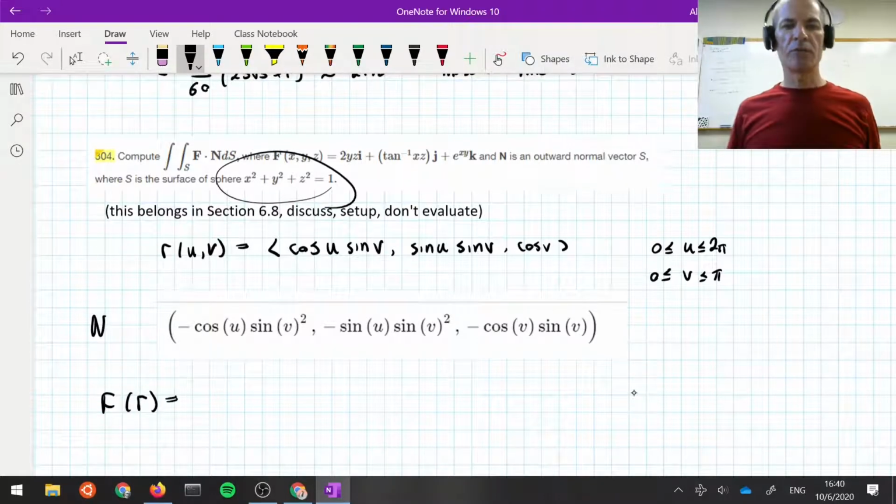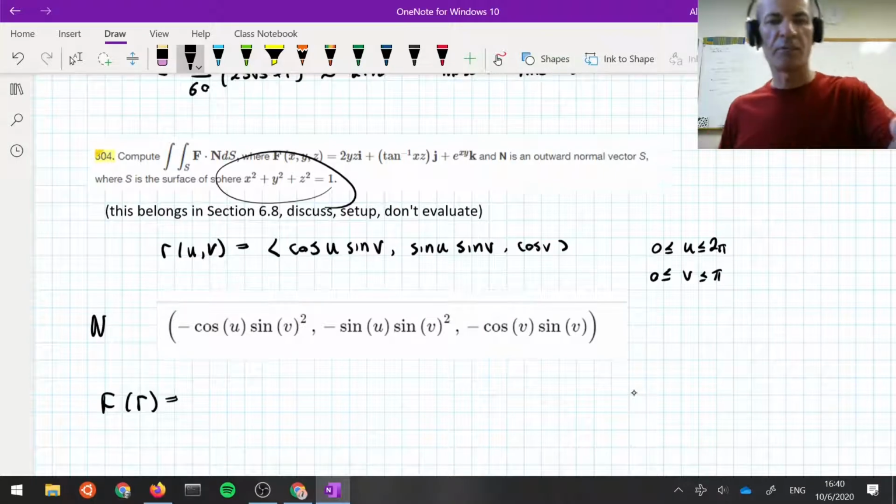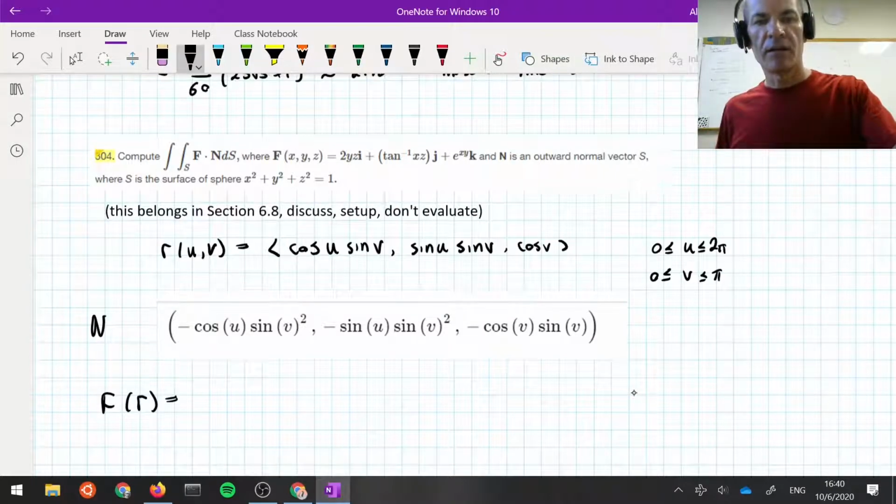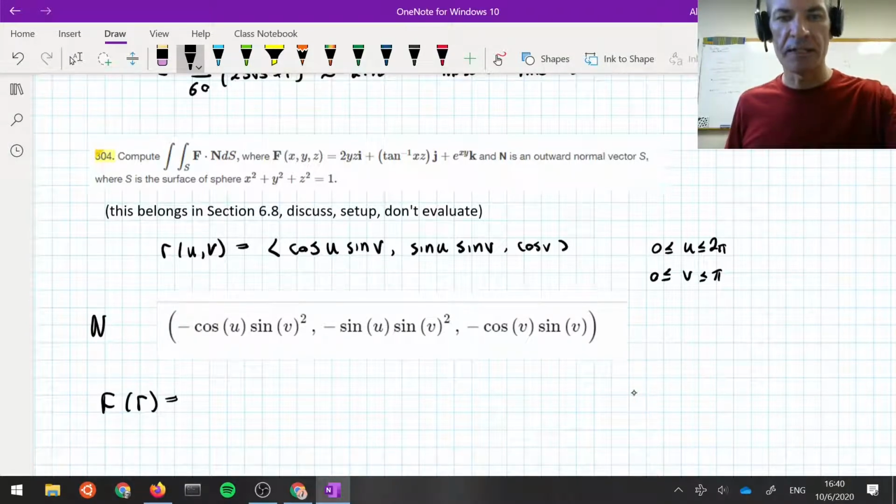So we need to evaluate this nasty function up here, f, along the surface r. So everywhere we see an x, we use this. Everywhere we see a y, we use this. Everywhere we see a z, we use this. This is hideous. This is just crazy. But let's kind of work our way through it.